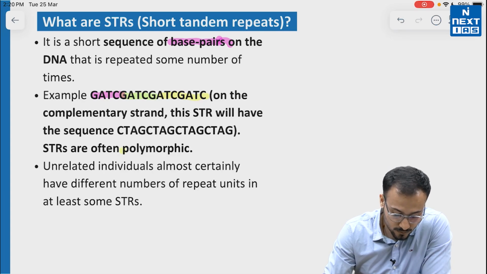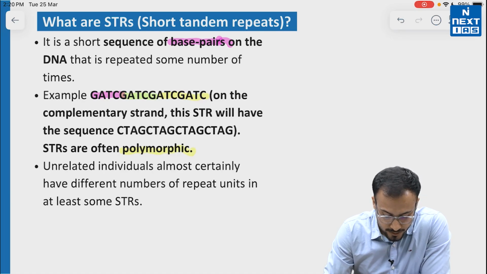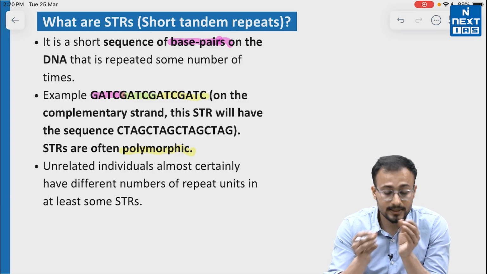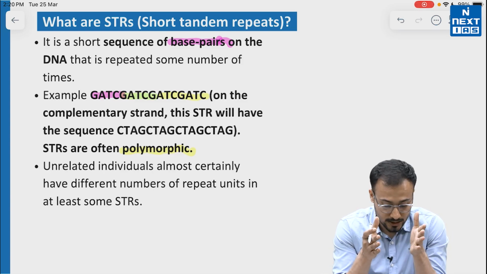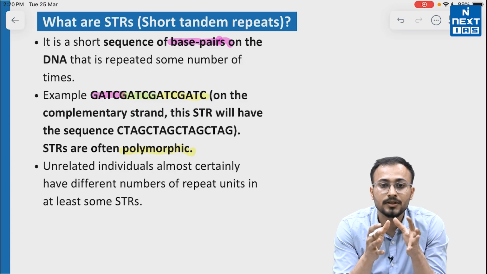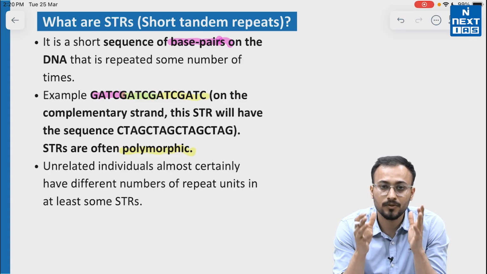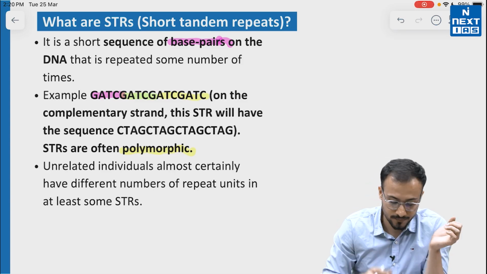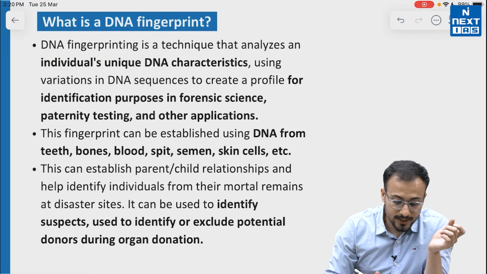Then STRs are also polymorphic. Unrelated individuals almost certainly have different numbers of repeated units in at least some STRs. So this sequence of units of base pairs is the basis of differentiation between the identity of one person and another. What is DNA fingerprinting?